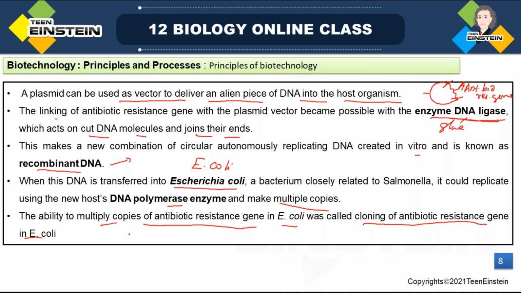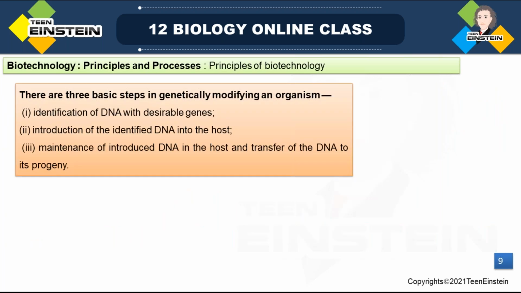Okay, so in recombinant DNA technology, these are the main steps which you are following. First, the three basic steps. Which are the three basic steps which you are using for a genetically modified organism? To modify an organism, first we will identify the DNA with the desirable gene. Whichever gene we want, that we will find out first. And the identification of that DNA part which is having that desirable gene.